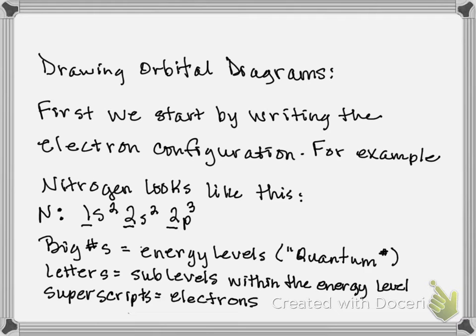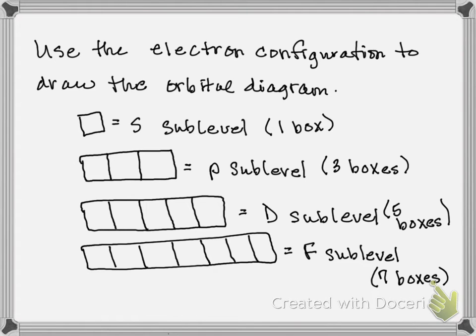The letters here, such as the S and the S there and the P there, represent the sublevels within that main energy level. The superscripts, such as the 2 and the 2 and the 3, represent the electrons. Then, when we're drawing the orbital diagrams, we use that electron configuration to draw the boxes.